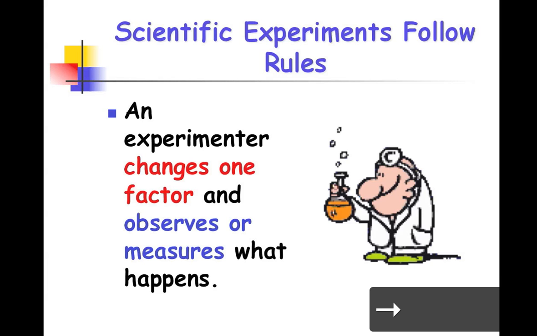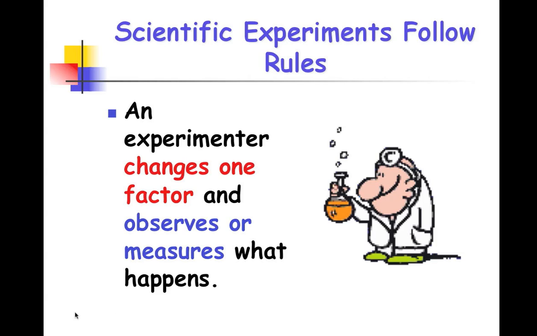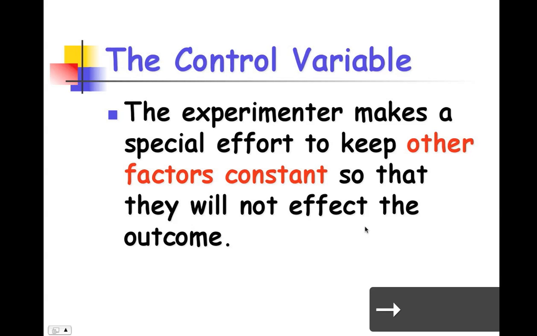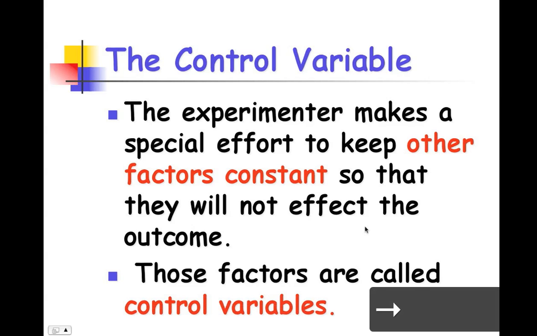So, controls and variables. An experimenter changes one factor, and observes or measures what happens. That's basically what I just got done saying, but here it is again in another little slide here. And that is actually me. Notice the hair. Okay, the control variable. The control variable is the one you can make comparisons to. It's kind of your point of reference. So you make sure that you don't change that and that you compare it to something else. And these factors are called control variables.